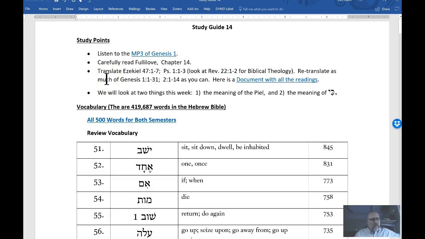In terms of our translation for today, we'll look at Ezekiel 47:1-7, and then we'll look at verse 12. Let me add this to the study guide. We'll also look at Psalm 1:1-3. We did that in class, so this will be a review. And the biblical theology of Revelation 22:1-2.